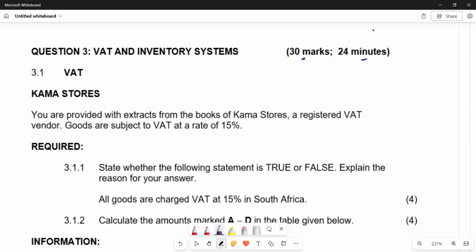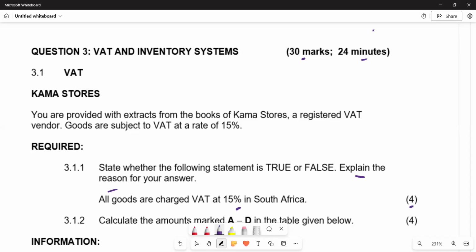On the required part, first part, we've got 3.1.1, which says state whether the following statement is true or false. Explain the reason for your answer. Very important to take note of the second part of the question, which is saying state the reason for your answer. So after identifying true or false, we need to state the reason why you've chosen that response. Our next part: all goods are charged VAT at 15% in South Africa. The question has got 4 marks. So obviously there are 2 points that need to be raised there.